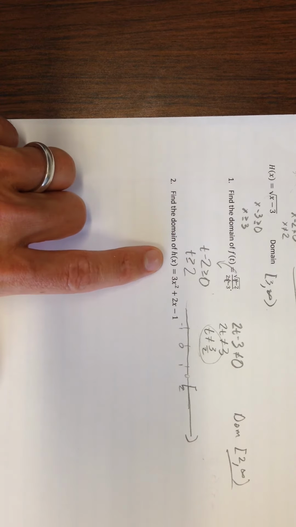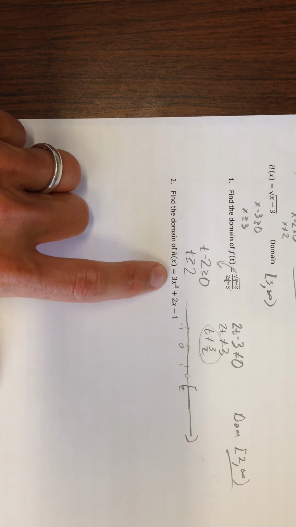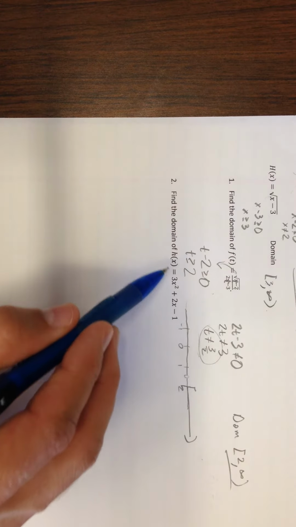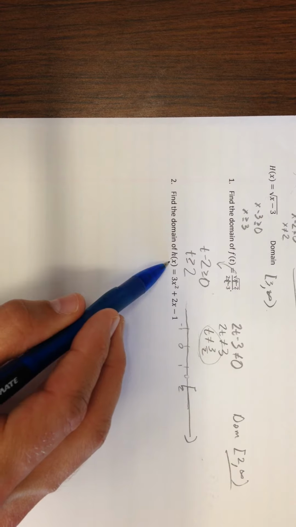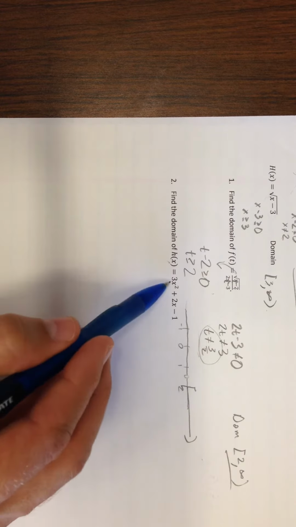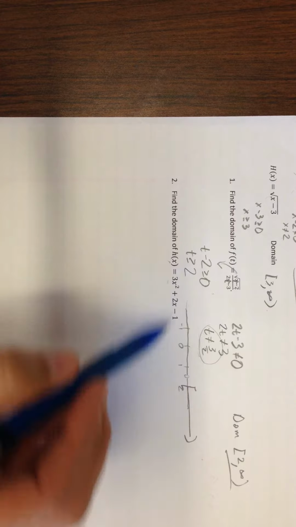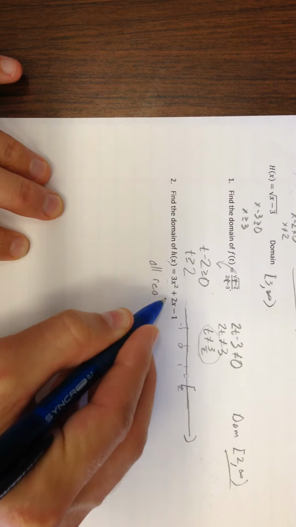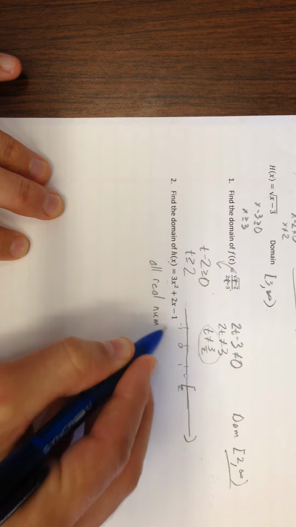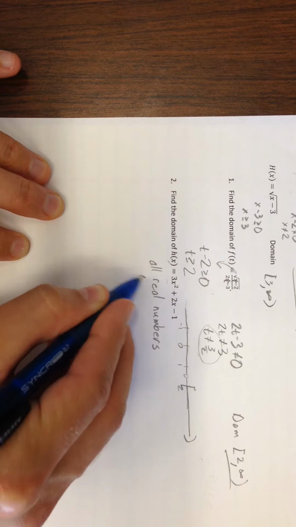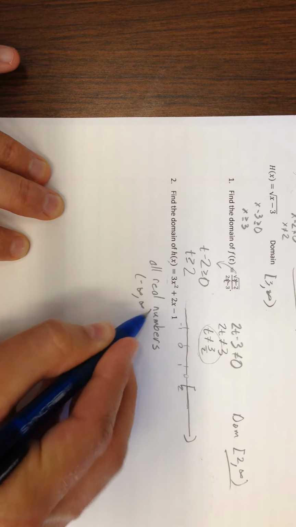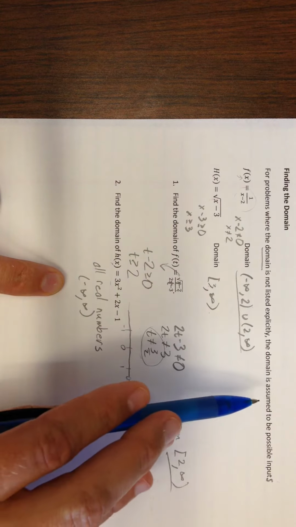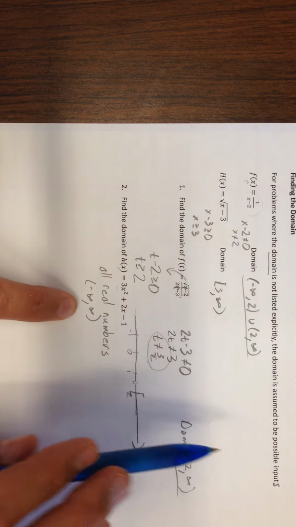Finally, find the domain of h of x equals 3x squared plus 2x minus 1. Now think about this. The question is, what can't I put in for x? Can I put in 0 for x? Sure. Can I put in a positive number? Sure. Can I put in a negative number? Sure. So the answer here is all real numbers, or in interval notation, negative infinity to infinity. Don't get sucked into thinking that something has to be left out. It is all possible inputs, which here is everything.